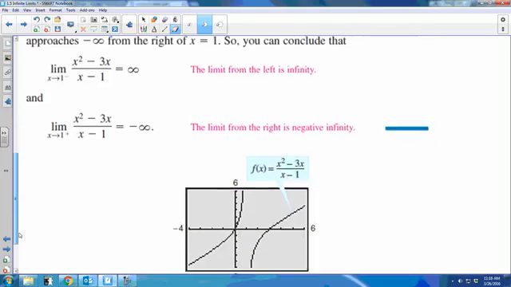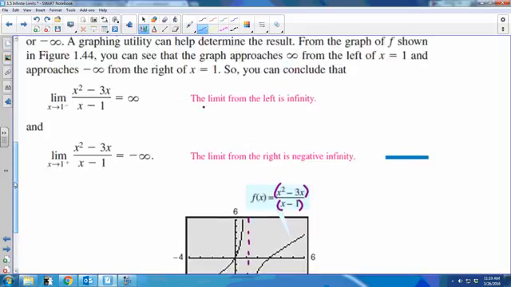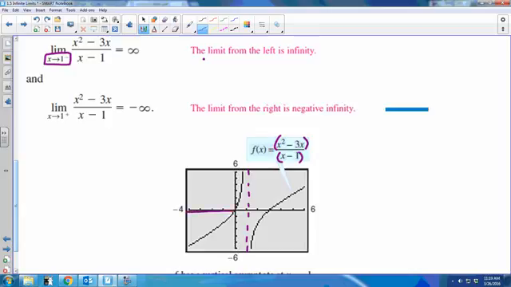You would need to type this function into your calculator. Make sure when you type it in, use parentheses. Here's the function, and here's your vertical asymptote at x equals 1. If we're looking at the limit as x approaches 1 from the left, that means we're in this direction, following this function, and it's approaching infinity. It keeps going up and up and never stops, so we say the limit equals infinity.